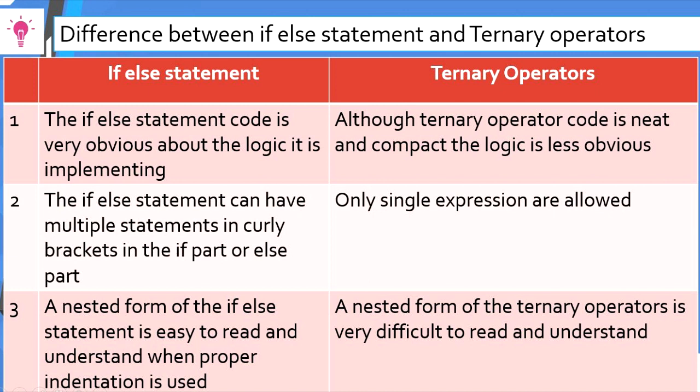The first one: the if else statement code is very obvious about the logic it is implementing. Although ternary operator code is neat and compact, the logic is less obvious. The if else statement can have multiple statements, also called compound statements, in curly brackets in the if part or else part. In the ternary operator, only single expressions are allowed.